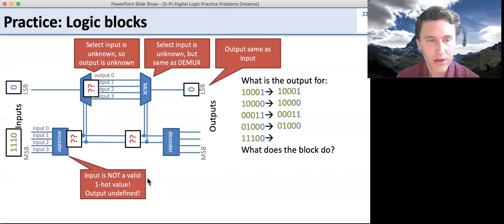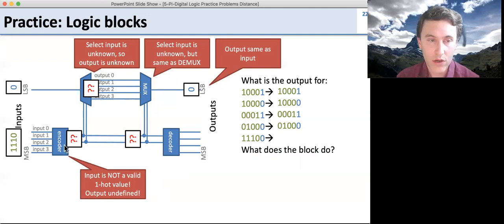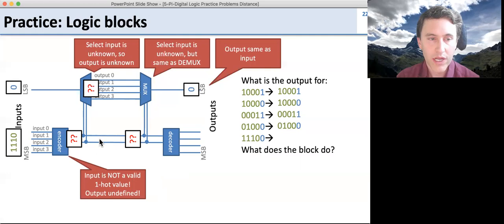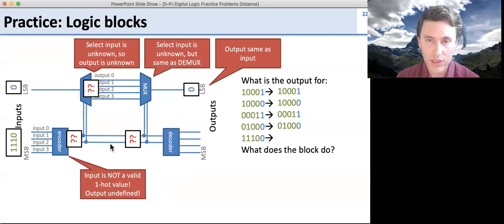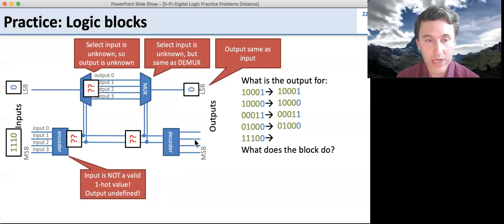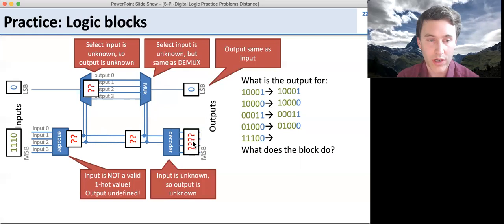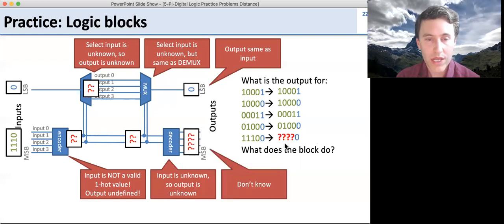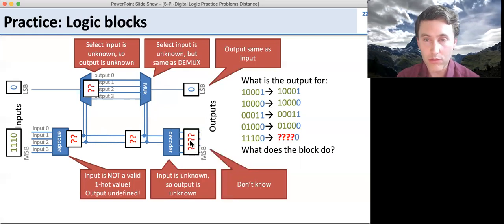But what happens down here? Well, something came into here, and it's not going to do an encoding that we know what that encoding is because it wasn't 1 hot, but we're going to get some combination of 1s and 0s here. That combination of 1s and 0s is going to go into the decoder, and it is going to activate one of these. So one of these is going to be 1 hot, but we don't know which one. So we're going to get an output which is one of these being true, but we don't know which one, followed by 0 for that one.